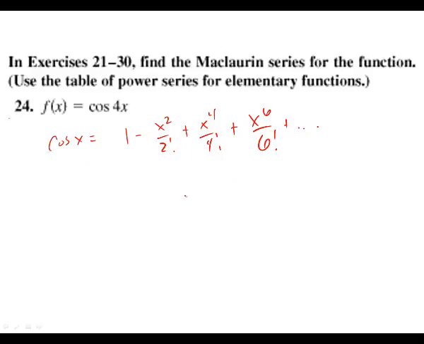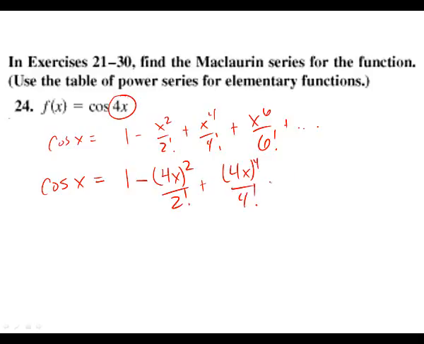Okay? What I am going to do now is adjust it to make it look like this. To adjust it, I'm going to substitute in a 4x anytime there's an x. So it would be 1 minus 4x squared over 2 factorial plus 4x to the 4th over 4 factorial, minus 4x to the 6th over 6 factorial plus dot dot dot.